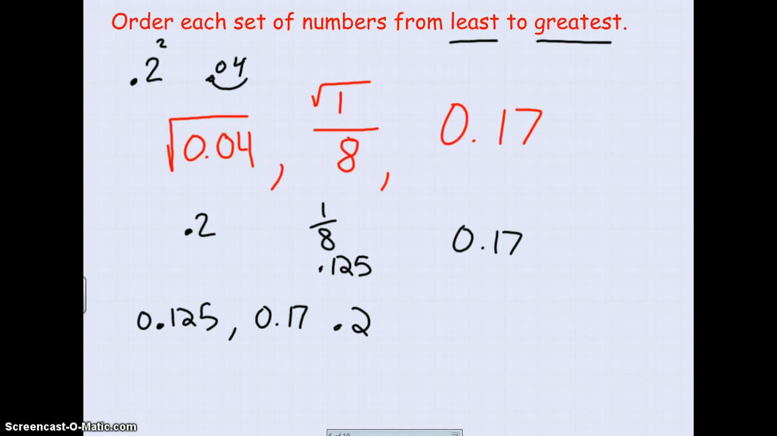My final answer would be using the original problem. So I have the square root of 1/8, and then we have 0.17 or 17/100, and then the square root of 4/100.